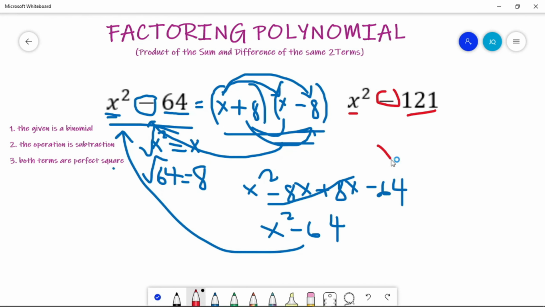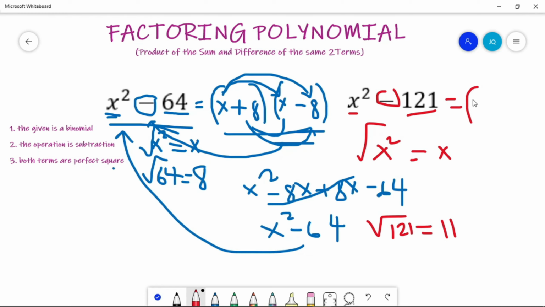So let's see. The square root of x squared is x, correct? The square root of 121 is what number that you multiply itself is 121. That's 11. So it is very suitable for the condition. So it means this is a product of sum and difference.